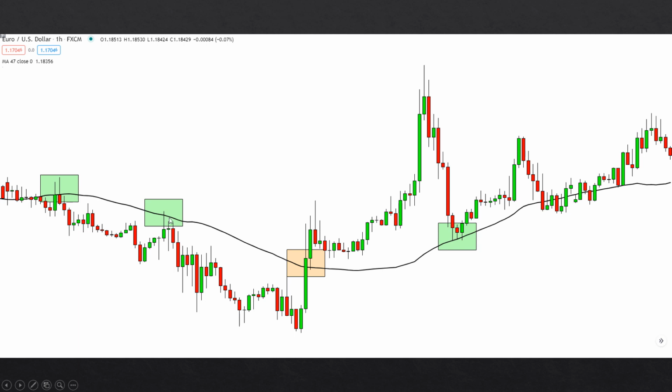support and resistance property holds with any moving average period. This is a 47 period simple moving average, which is not exactly a popular period for an MA. In the green boxes, we can see how price respected the moving average as support or resistance. In the orange box, we can see price switching the moving average from resistance to support.